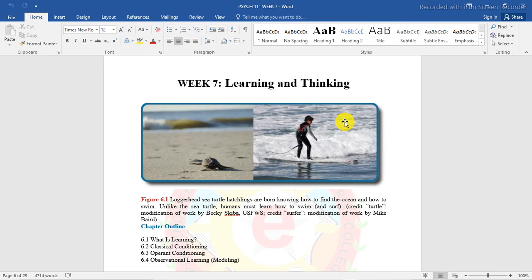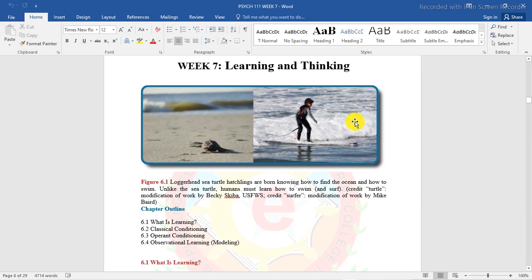Na po tayo ngayon sa klase natin. So, we are already in our week 7. This is already our midterm lesson. Our topic in Psych 111 or General Psychology is Learning and Thinking. Okay? So, here's our outline.